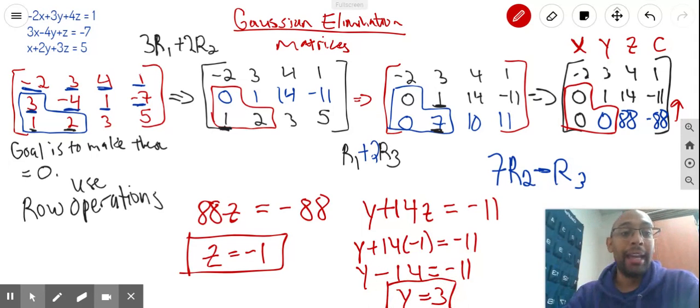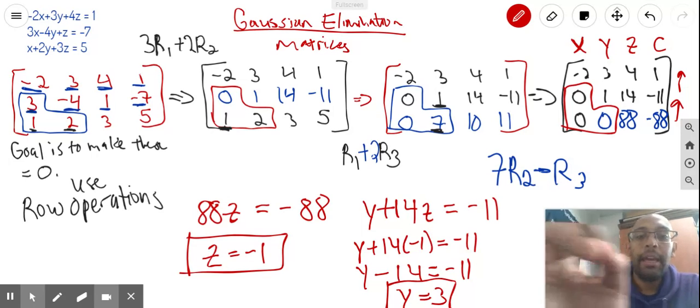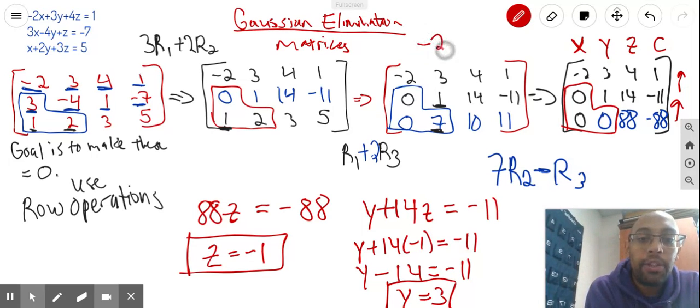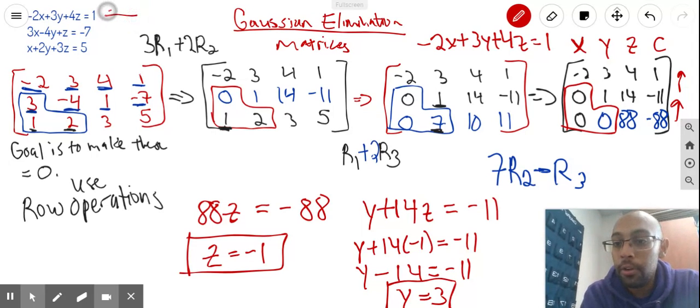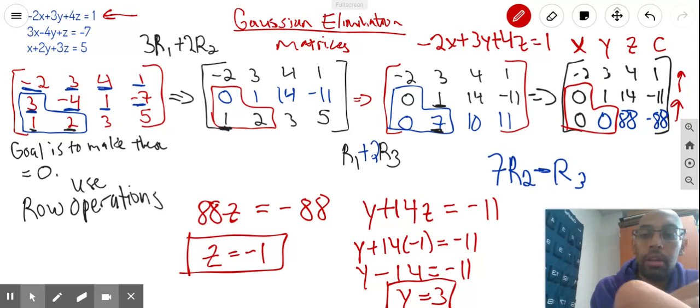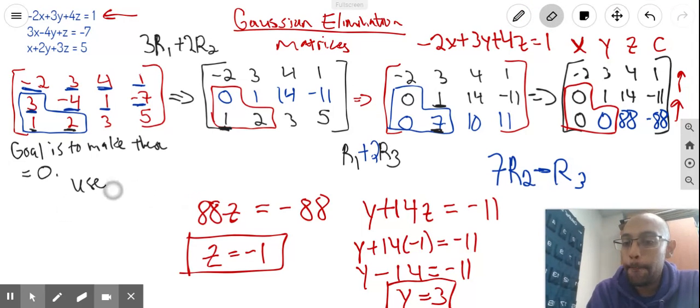And now that I have y and z, I go up one more row. And so now I find x. Well, what's this equation here? Okay, it is negative 2x plus 3y plus 4z equals 1, which is straight from the first equation of this system. So you're going to replace for y and z. Y is 3, z is negative 1, and solve for x. So that's what I'm going to do over here.